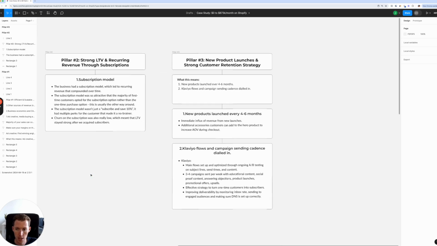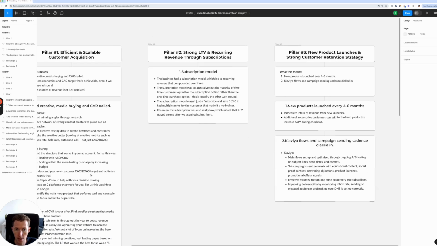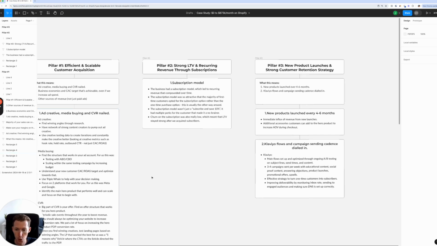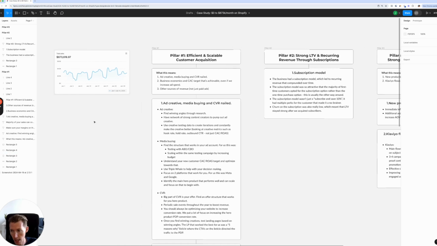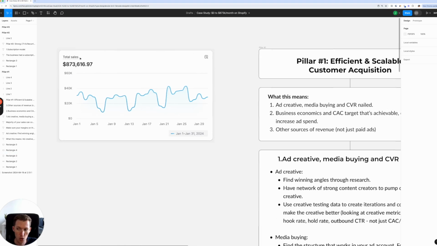And that is really the process, and the things that we implemented and still have, that allowed us to hit 873k per month on Shopify and grow from 0 to this number and beyond.